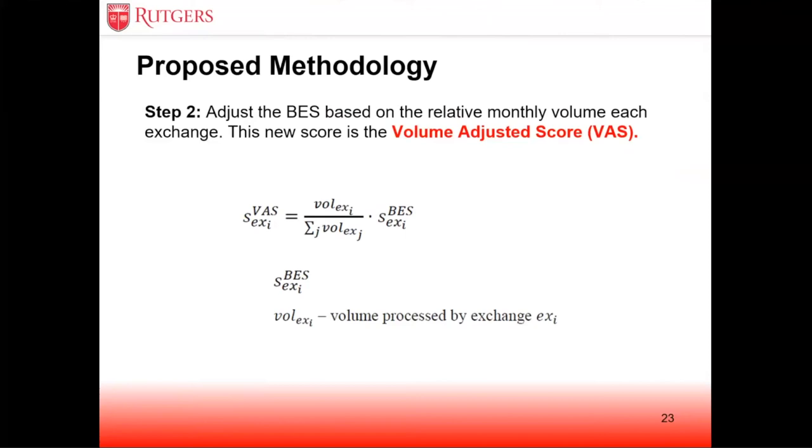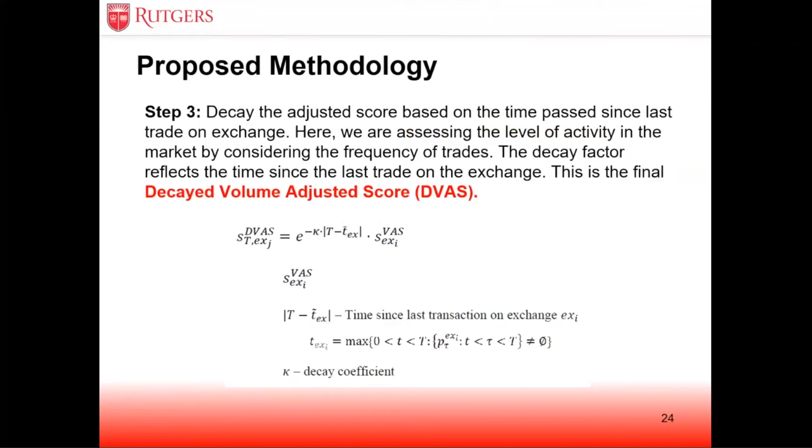The next step. After considering the static characteristics and relatively long-term transaction behavior, in the third step, we consider the relatively short-term transaction behavior. Let's say for exchange A and B, the black line is the time for now, the time that we want to get the fair value measure. And the blue dot and red dot are the times that the last transaction happened on exchange A and B.